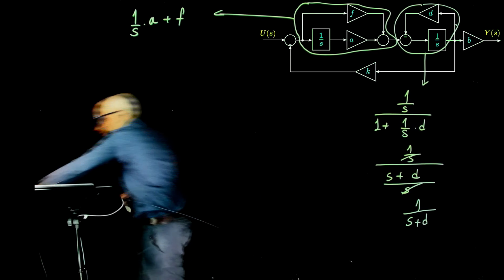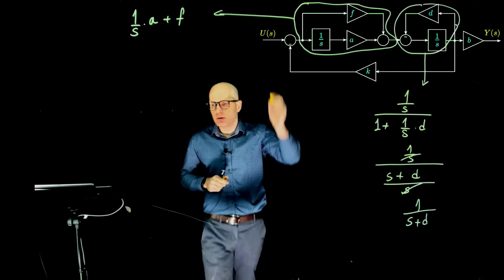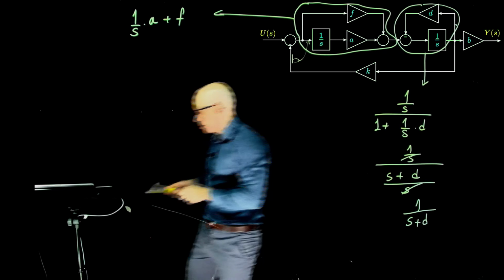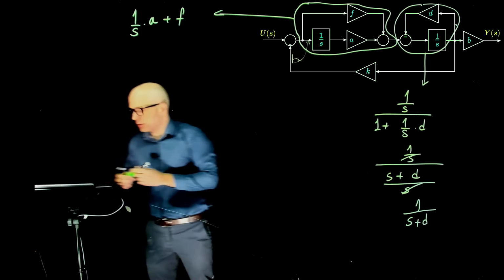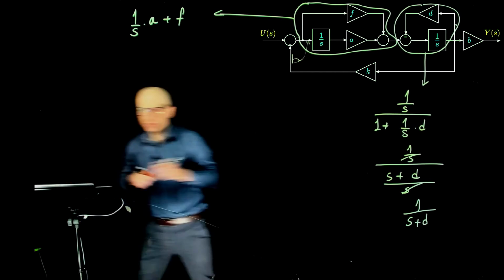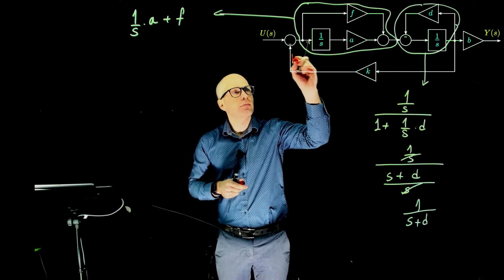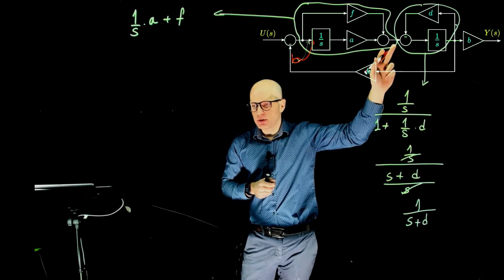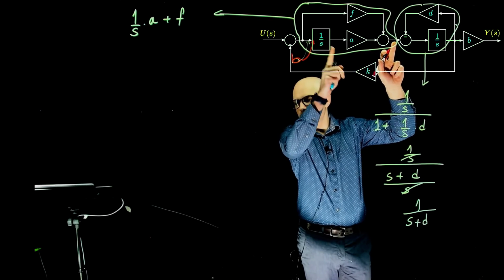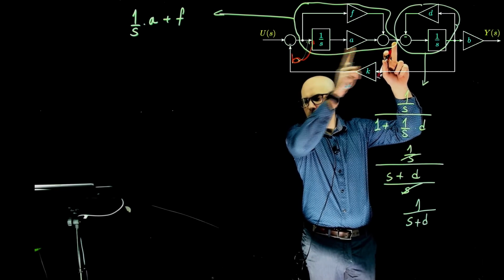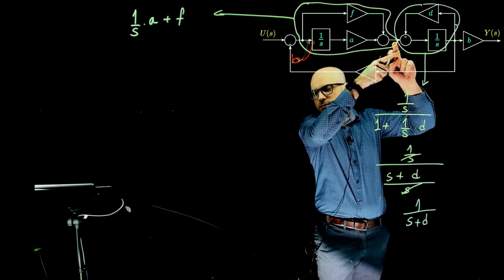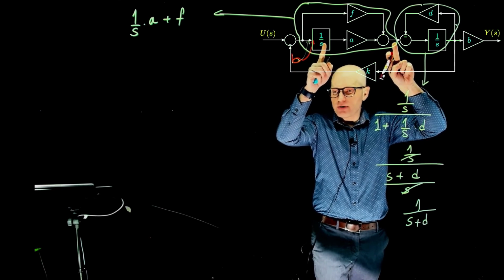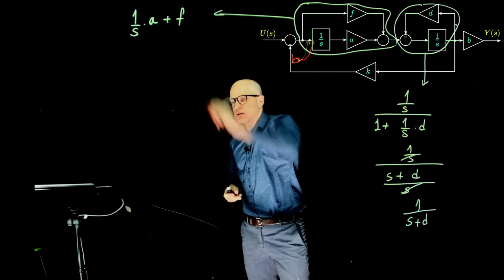Look, we have a signal here. Let's call this signal b. Now this marker is not working. If this signal here is b, then what we have at this point is b times s times 1 over s times a, plus b times f. So we are taking b and multiplying that by a over s plus f. So the whole thing here is simply 1 over s plus a.